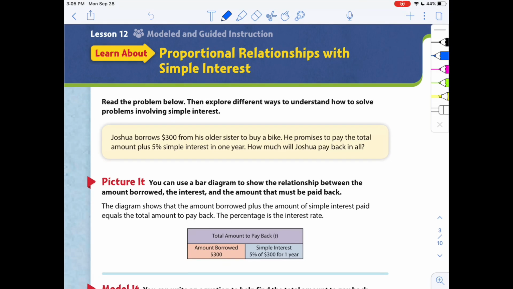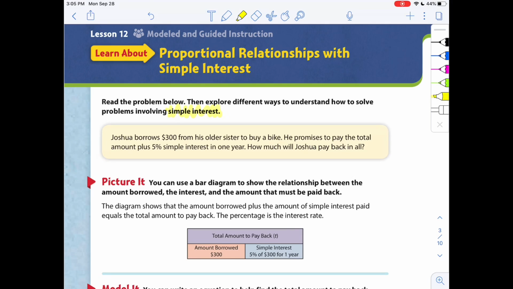In this lesson, we're going to use what we know about proportional relationships and apply it to simple interest problems. Read the problem below, then explore different ways to understand how you can solve problems involving simple interest.